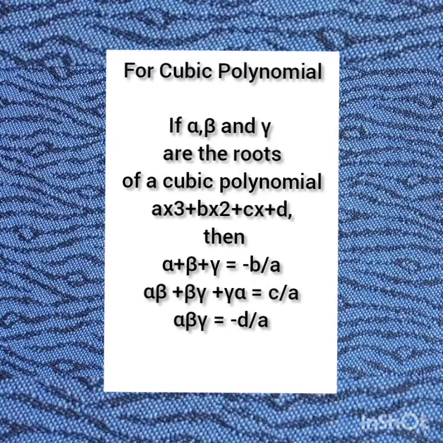Now one more set of relations, for the cubic polynomial. Dear student, if alpha, beta and gamma are the roots of a cubic polynomial ax cube plus bx square plus cx plus d, then alpha plus beta plus gamma equals minus b by a. Then alpha beta plus beta gamma plus gamma alpha equals c by a. And alpha beta gamma equals minus d by a.